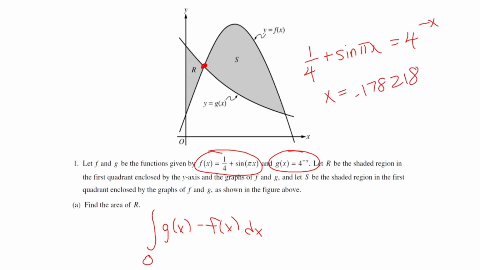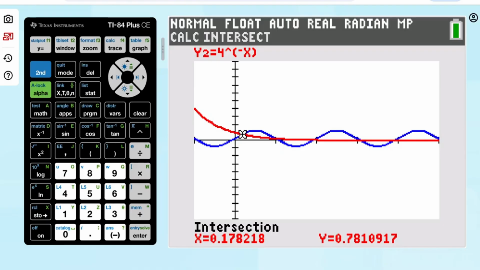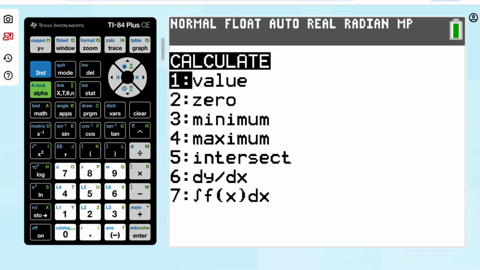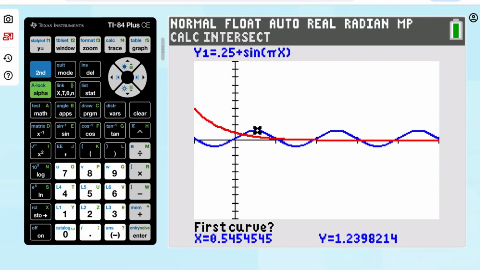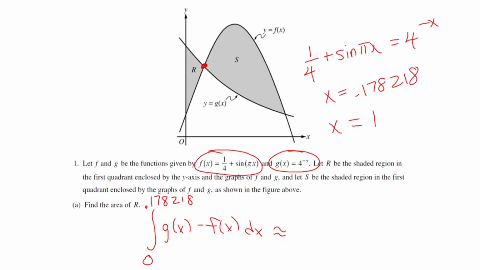And that's the one we need for this particular part of the problem. But it would also be good to find that other intersection point, because we're probably going to need it at some point. Otherwise, why else would they have us be dealing with region S? So let's find that one real quick. Second trace, option number 5 again for intersect, and now go over towards that second intersection point. Hit enter, go a little past it, and we'll see this time that it actually comes out to be a real nice value. It's just x equals 1. So we'll note that that's at x equals 1.